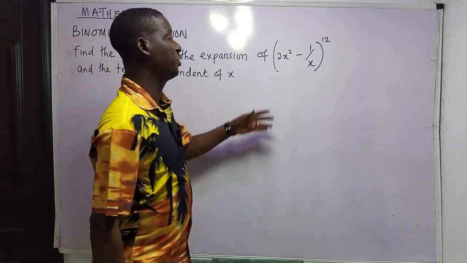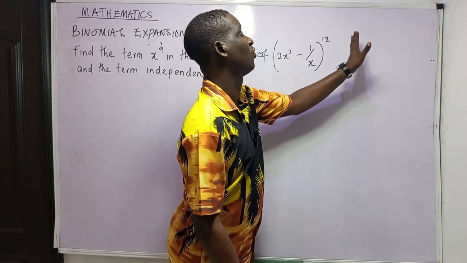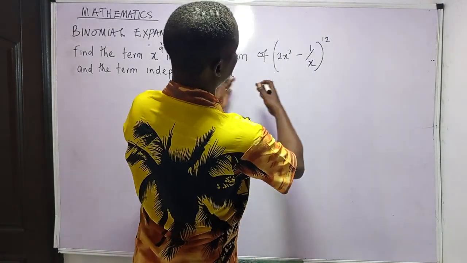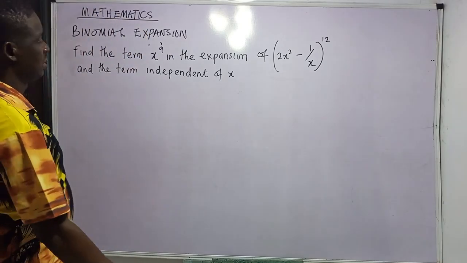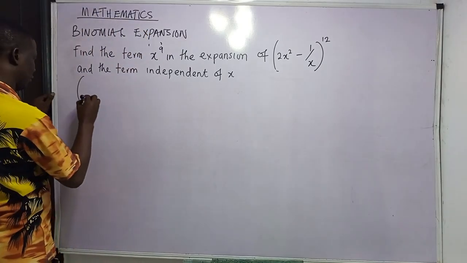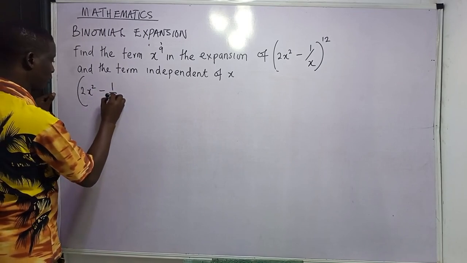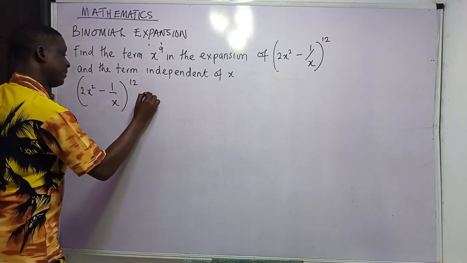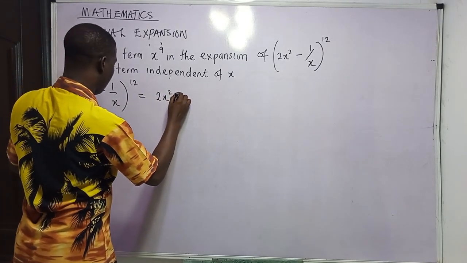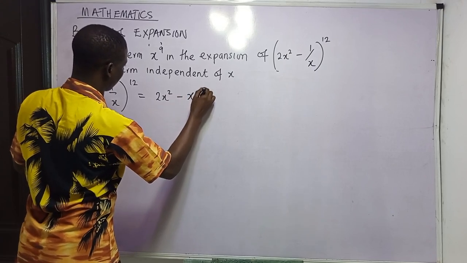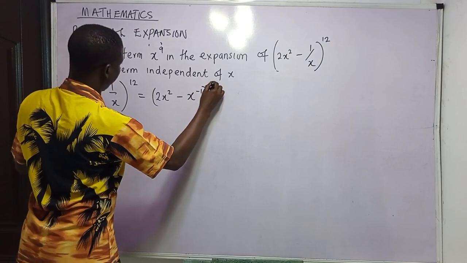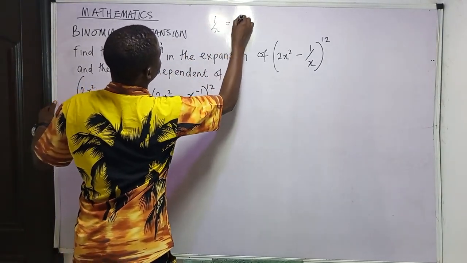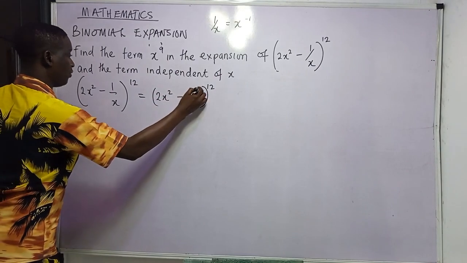It is going to be difficult to expand this, considering the power 12. For you to expand this, it will take a lot of time. So why not convert it to something like, look at the board, (2x squared minus 1 over x) all raised to power 12, which is the same thing as (2x squared minus x to the power minus 1) all raised to power 12. Don't forget that 1 over x is the same thing as x to the power minus 1. So that's what I have done.